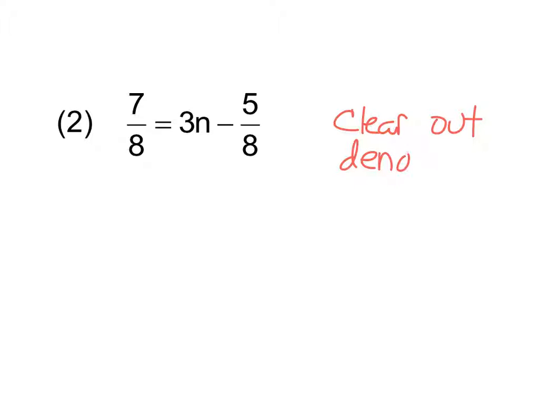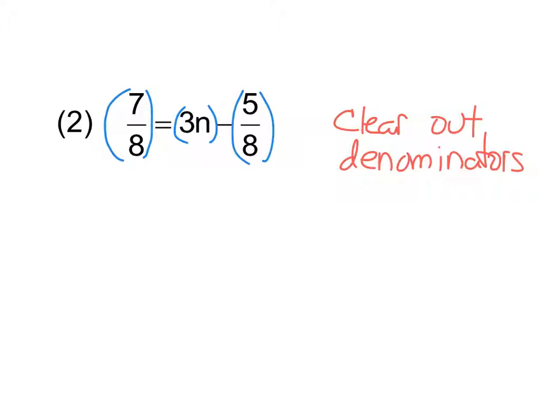Denominators. All right, so what I'm going to do is multiply each part of the equation by whatever my denominator is. So each part gets multiplied by 8. All right, so 7/8 times 8 is what? 7.